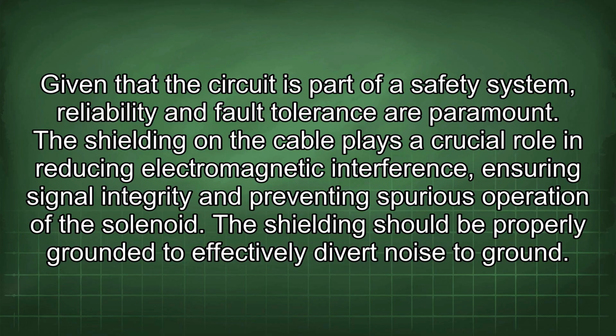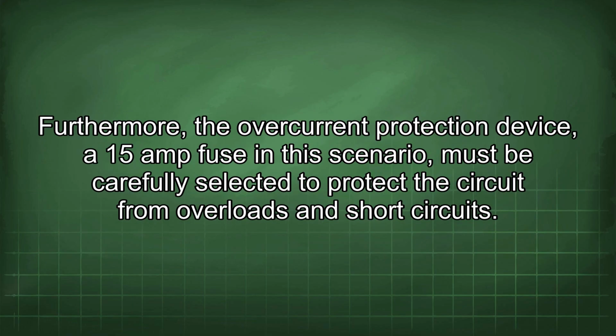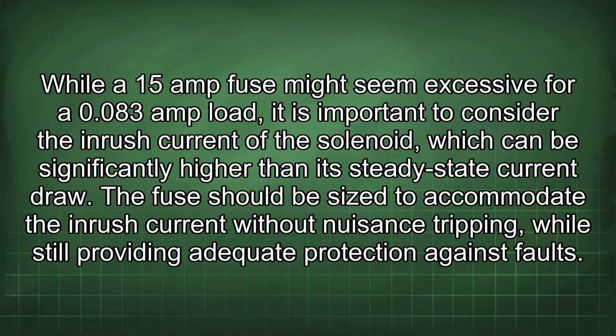The shielding on the cable plays a crucial role in reducing electromagnetic interference, ensuring signal integrity and preventing spurious operation of the solenoid. The shielding should be properly grounded to effectively divert noise to ground. Furthermore, the overcurrent protection device, a 15 amp fuse in this scenario, must be carefully selected to protect the circuit from overloads and short circuits. While a 15 amp fuse might seem excessive for a 0.83 amp load, it is important to consider the inrush current of the solenoid, which can be significantly higher than its steady-state current draw.